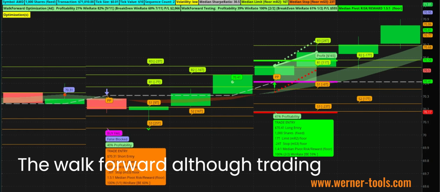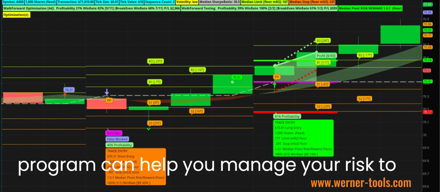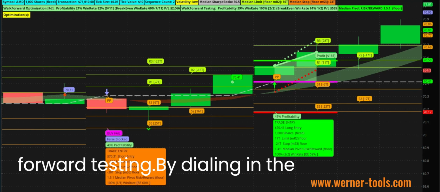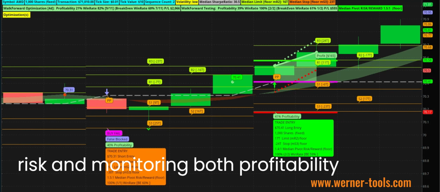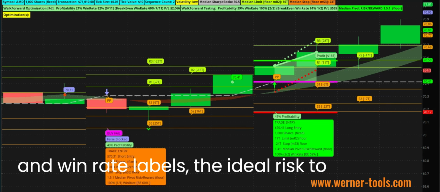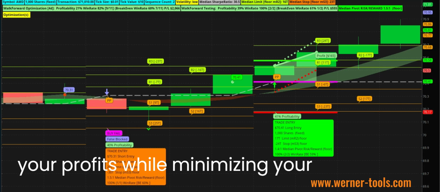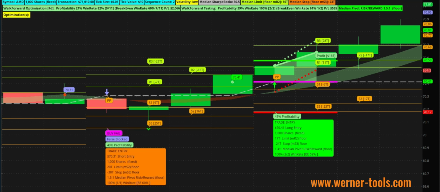The Walk Forward Algo Trading program can help you manage your risk-to-reward ratio, both for backtesting and forward testing. By dialing in the risk and monitoring both profitability and win rate labels, the ideal risk-to-reward ratio can be achieved to maximize your profits while minimizing your losses.